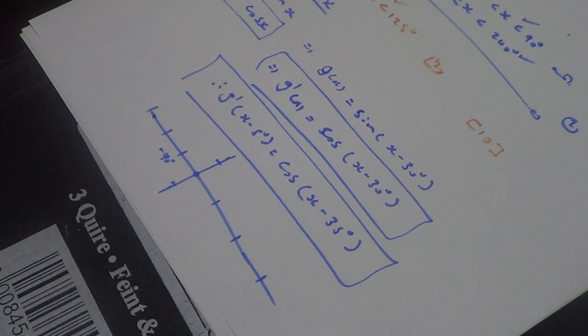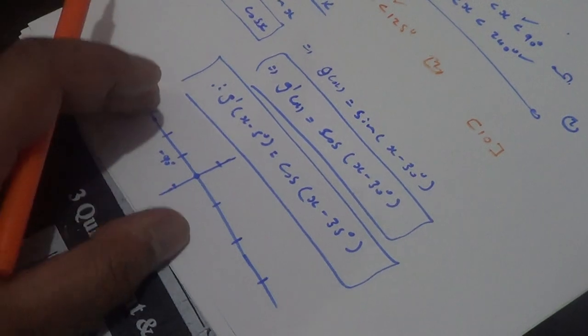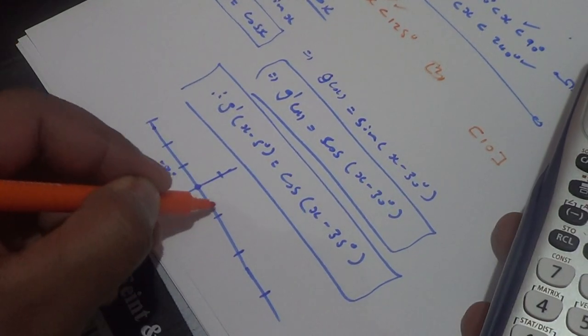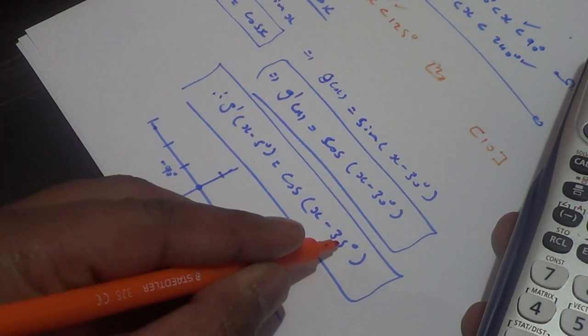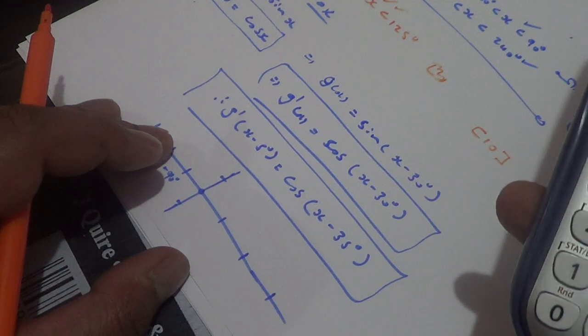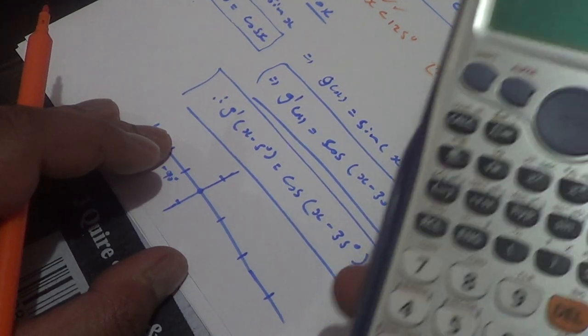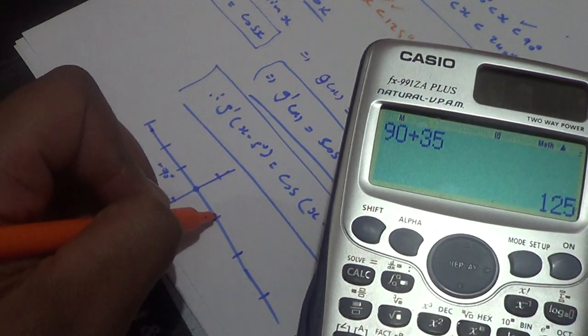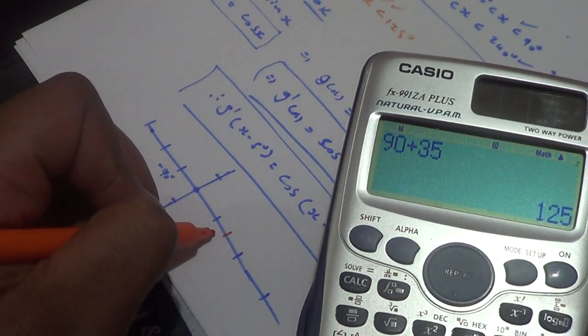Now I'm just going to summarize this to prove that it is correct. Now, let's have a look at this one. You know that whatever was going to happen at 90 is going to happen 35 degrees later. So you're going to say 90 plus 35. Guess what? It takes you to 125. So you know that if this is 90, you will assume this is your 125.